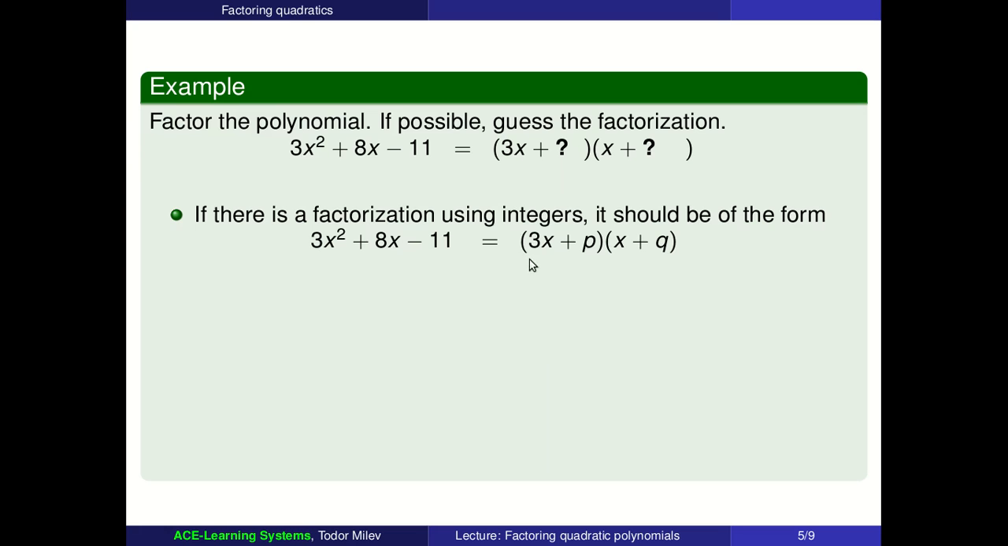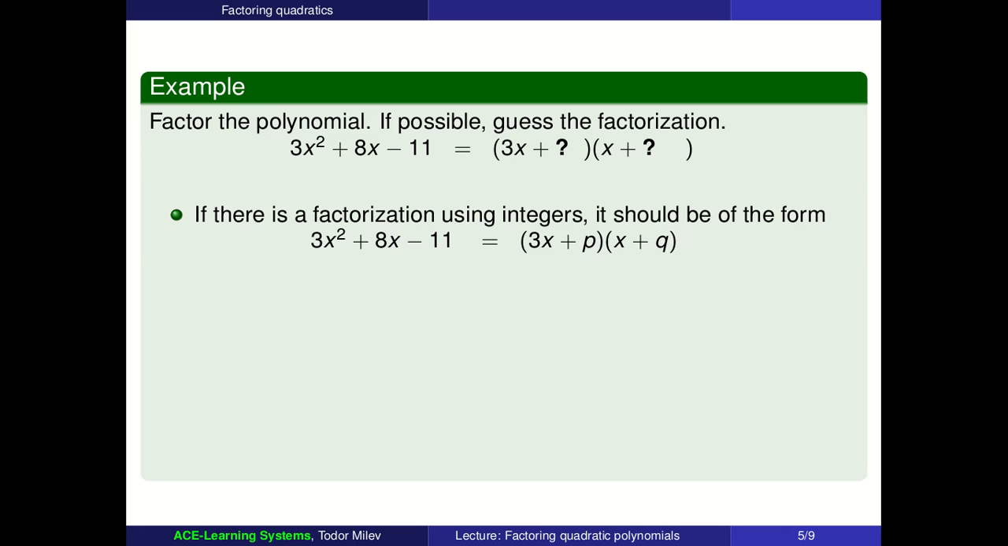So once again, I can assume that if there is a factorization with integers, then one of the leading terms will be 3x and the other leading term will be x. Alright. So now, if I can find integers p and q, which make this into an equality, I'll have factored my quadratic. So now I'm going to teach you how to guess the numbers p and q.